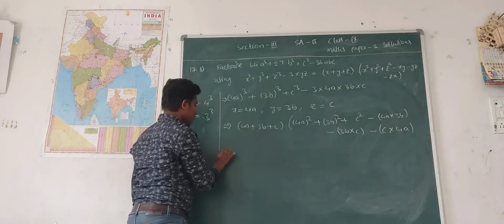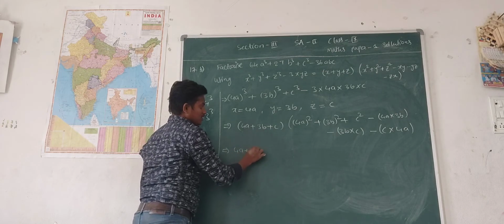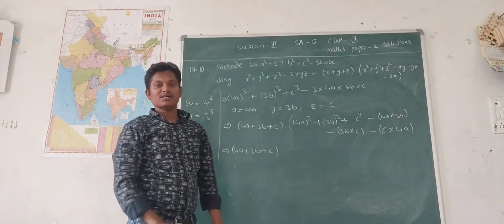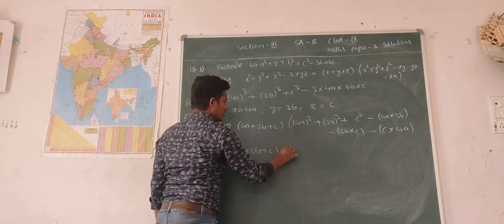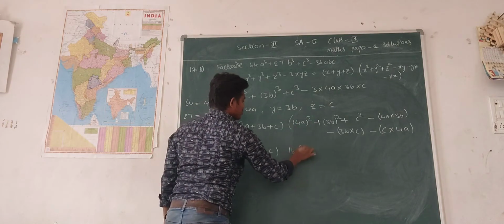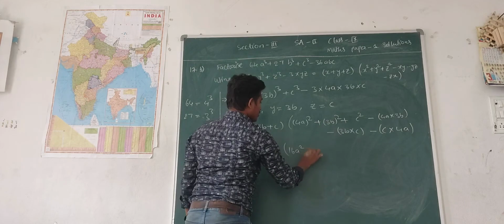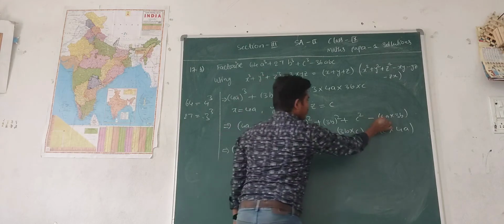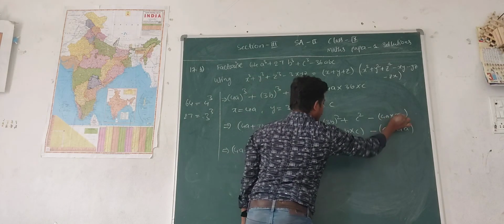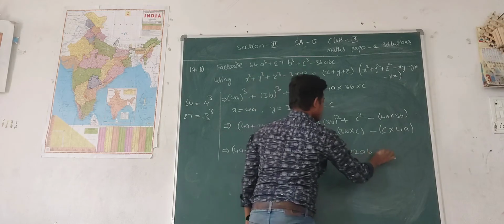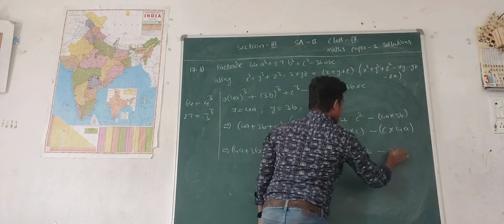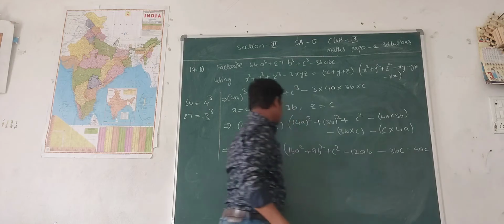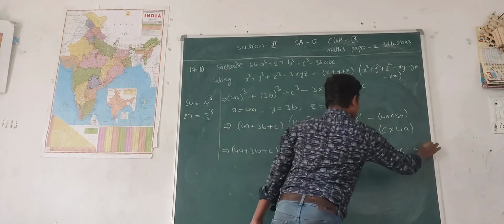Then our next step: 4a plus 3b plus c. Now 4a whole square means 16, 4 square equals 16, a square as it is. Next 3b whole square, 3 square equals 9, b square as it is, plus c square. Next 4 threes are 12, ab, minus 3b into c, 3bc, and minus c into 4a, 4ac. This is our final answer.